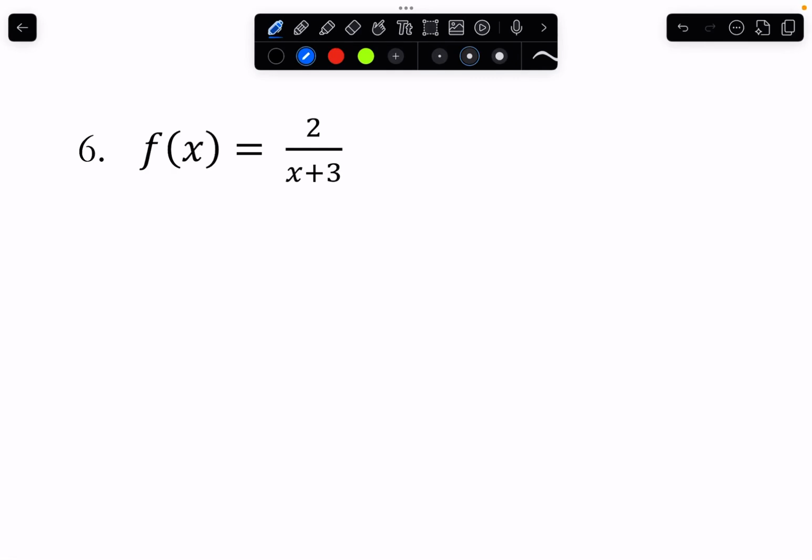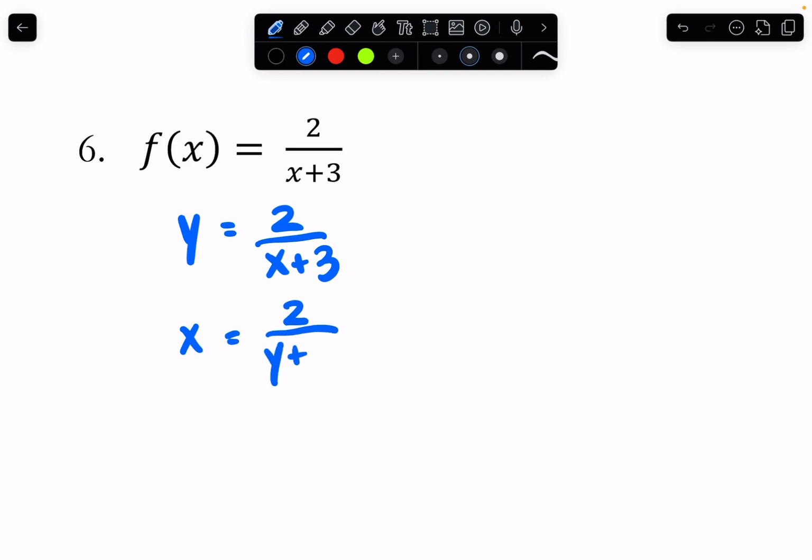Now let's do number 6, which is a little bit more complicated because we have a larger denominator. We're going to start out the same way. We know that f of x is the same as y. So here's our equation. We know that we need to swap x and y around. And then we're going to solve for y here.